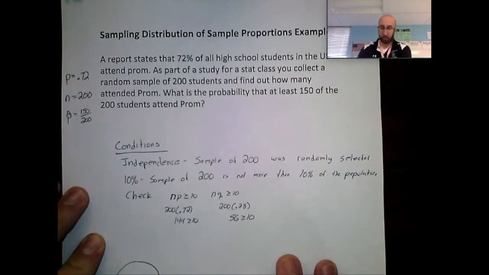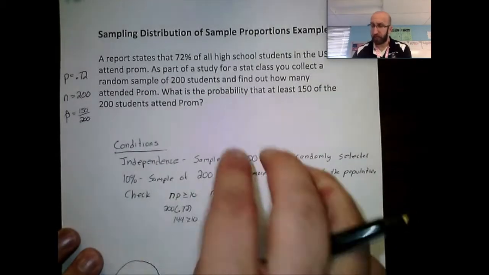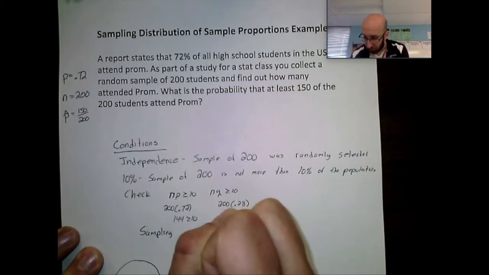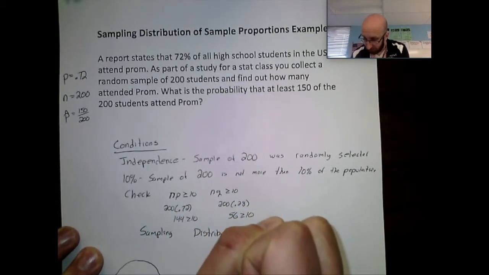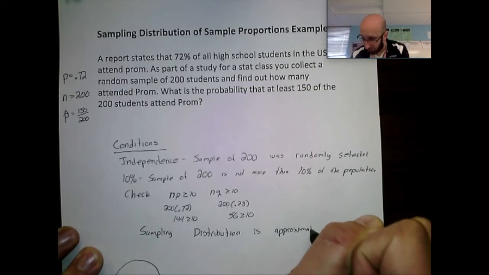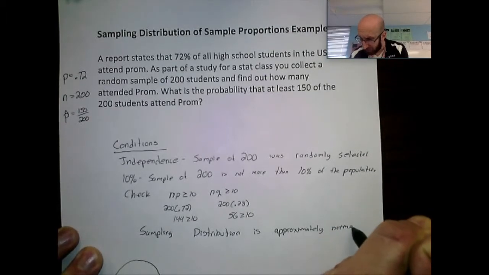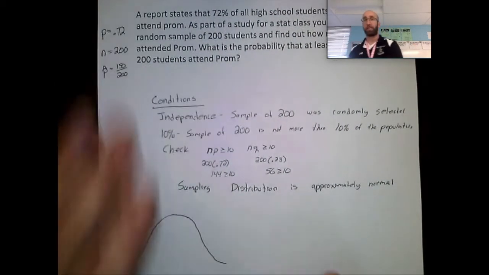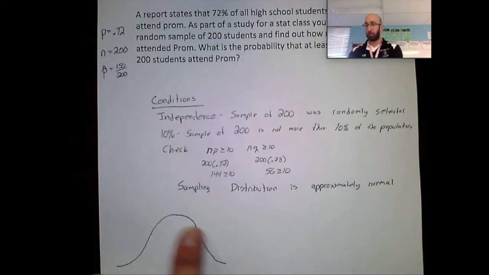The reason we have to check these conditions is because of these, we now know my sampling distribution is approximately normal. If my sampling distribution was not approximately normal, pretty much everything would stop. There is nothing we could do, okay? So we need these conditions to happen so that the sampling distribution is approximately normal. It opens up a whole bunch of options of things we can do. So now that I know my sampling distribution is approximately normal, I drew my approximately normal distribution.